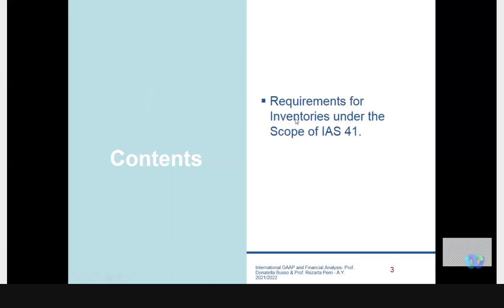So the contents of the lecture today: first of all, we are going to mention the requirements for inventories if they fulfill the criteria to be considered agricultural produce. So which kinds of inventories are included in the scope of IAS 41? And then, what does IAS 41 specifically require to be disclosed in the financial statements and in the notes regarding agricultural produce and its related components?